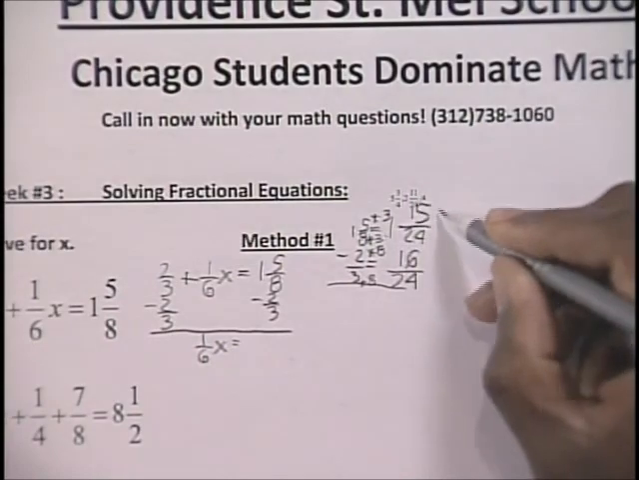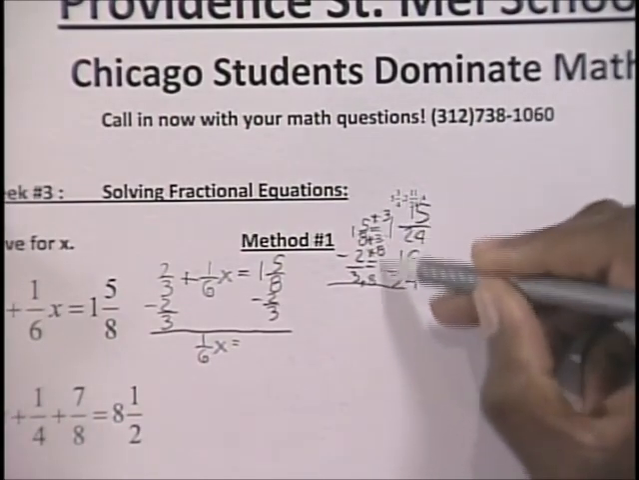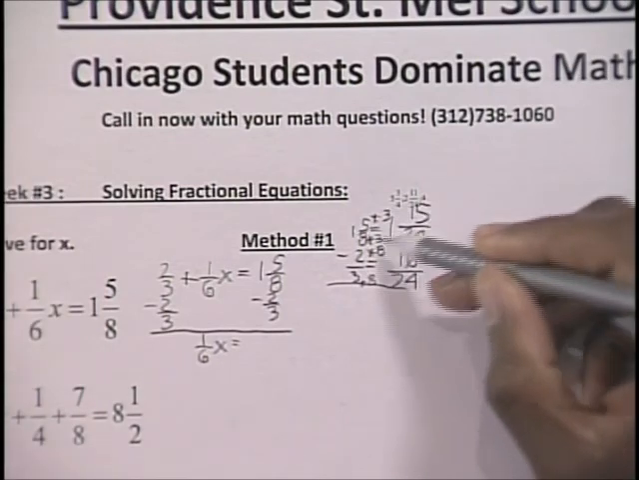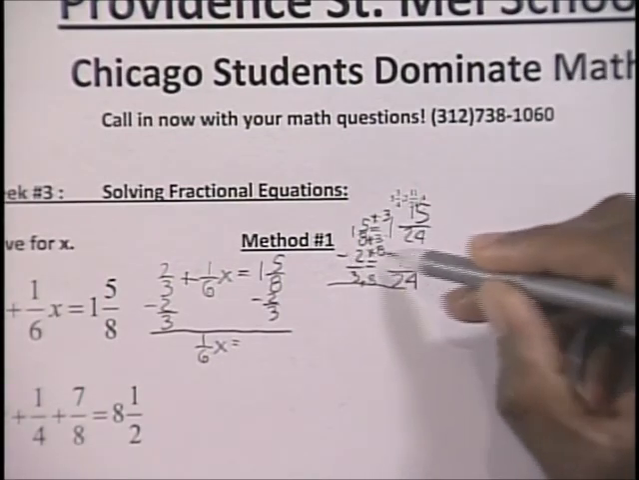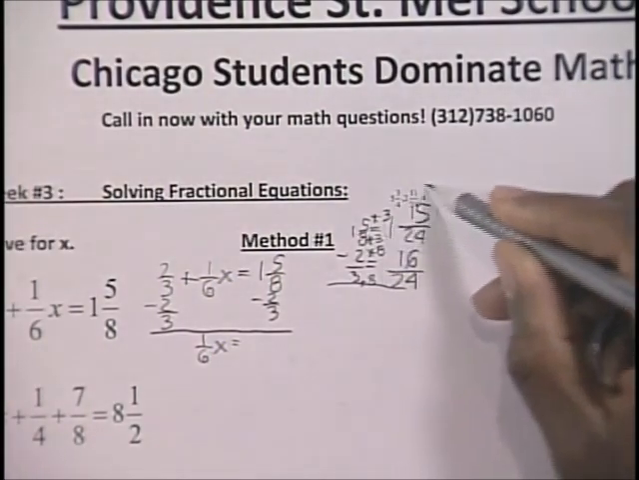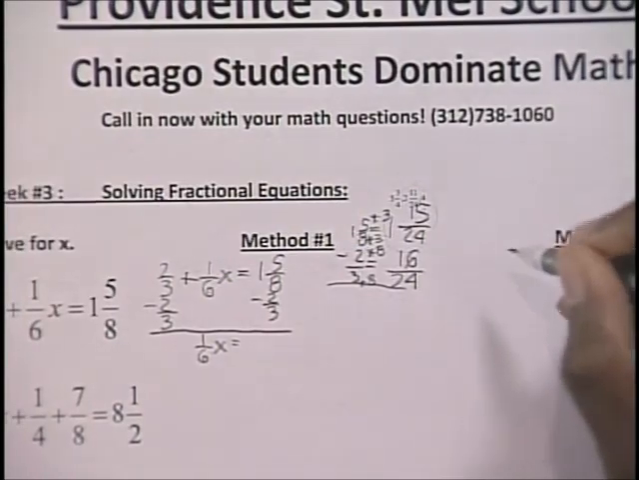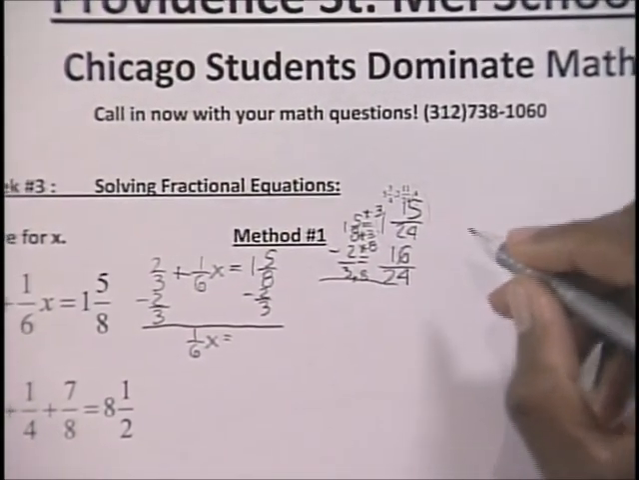It turns out that for some, that's a rather difficult problem to solve because you've got a 15 minus a 16. You can't take 15 minus 16. So what you have to do is rewrite 1 15/24ths. Another way to say 1 15/24ths.